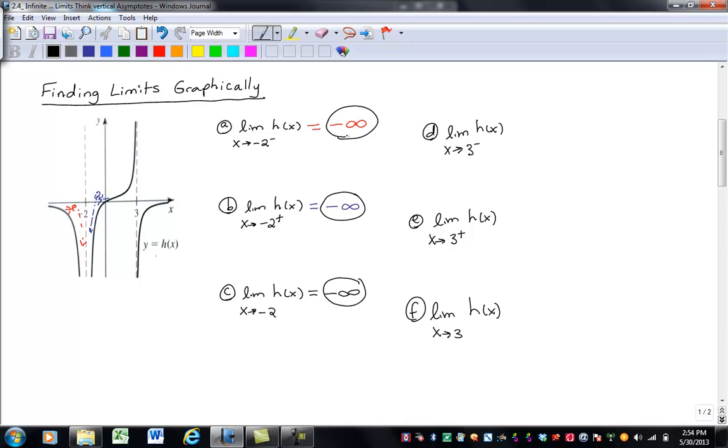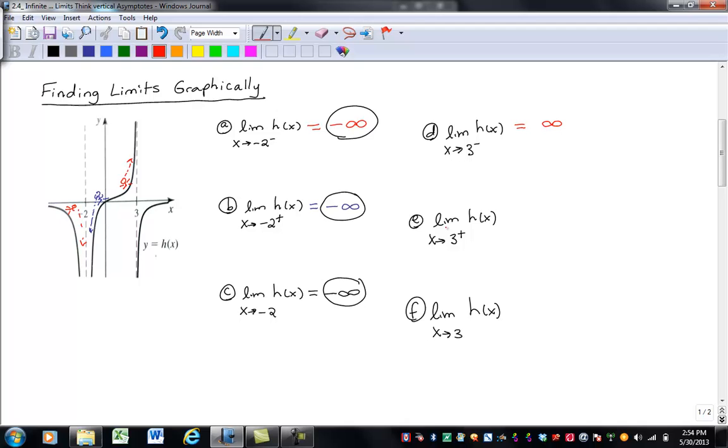Now the other vertical asymptote in this graph happens at x equals 3. You can see the dotted line which represents the vertical asymptote. Part D asks me to find the limit of h of x as x approaches 3 from the left. So I have to stand on the graph to the left of 3 and see what happens to the y value there. You'll notice that the graph is going straight up, so the y value is going to positive infinity. So it's positive infinity as I approach 3 from the left.